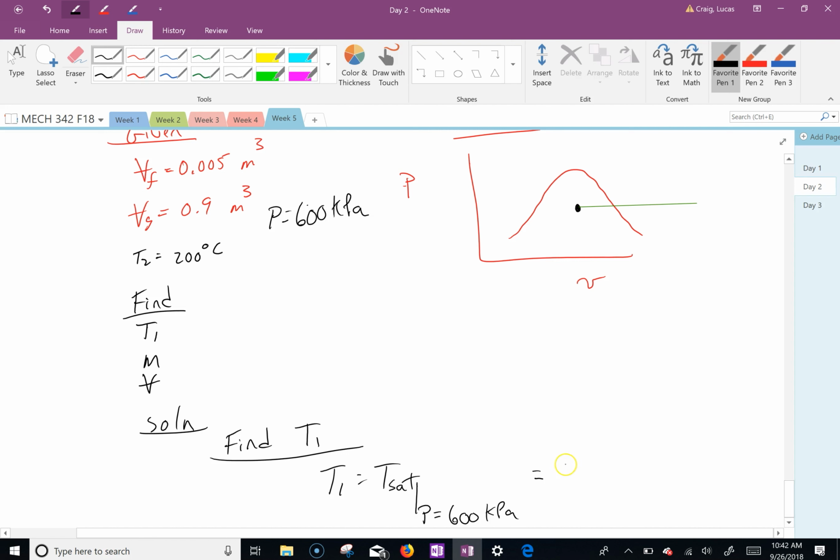So when you look up the table, you get 158.8 degrees C. So hopefully you notice something. T1 is 158. What's T2? So where are you? It's no longer a constant temperature, so you have to be out here somewhere. Because once it passes that saturated vapor line, what happens now? The temperature increases. Yep.